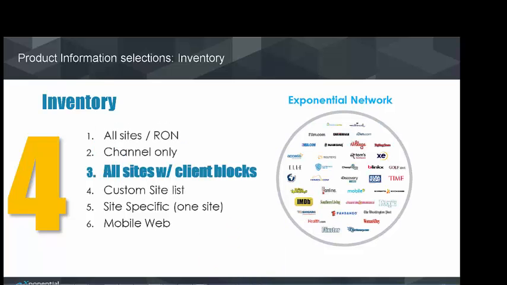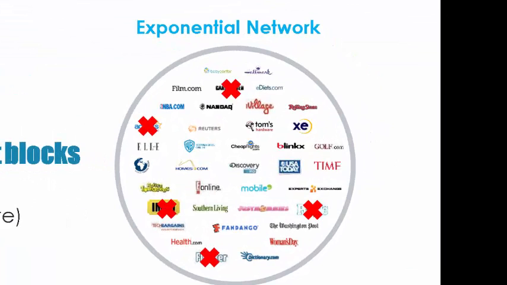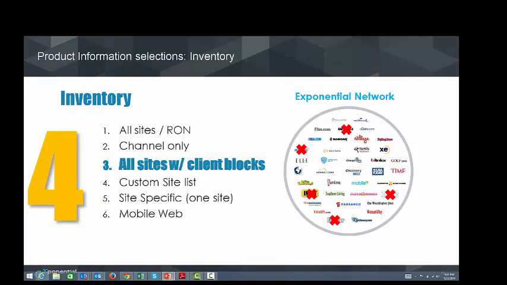All sites with client blocks is next. This used to be called Select ROA. This is when a client provides you with a list of sites or channels to be blocked, or blacklist. This should definitely be part of the pre-sale conversation. This would be selected when proactive blocking is used against a site list or for brand-sensitive advertisers that want to avoid running on certain sites.